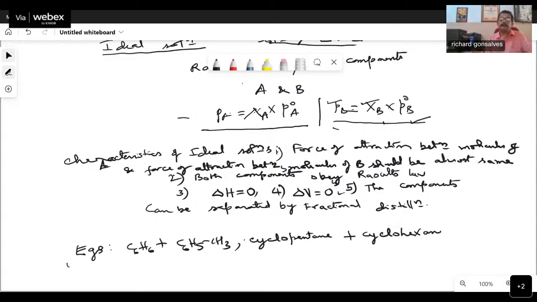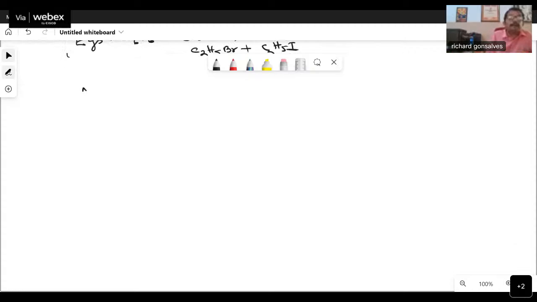Even you can take hexane and heptane. Like this you can take. Or you can even take ethyl bromide plus ethyl iodide. These are varieties where we can have ideal solution. Next, if you move to the next one, what is non-ideal solution?